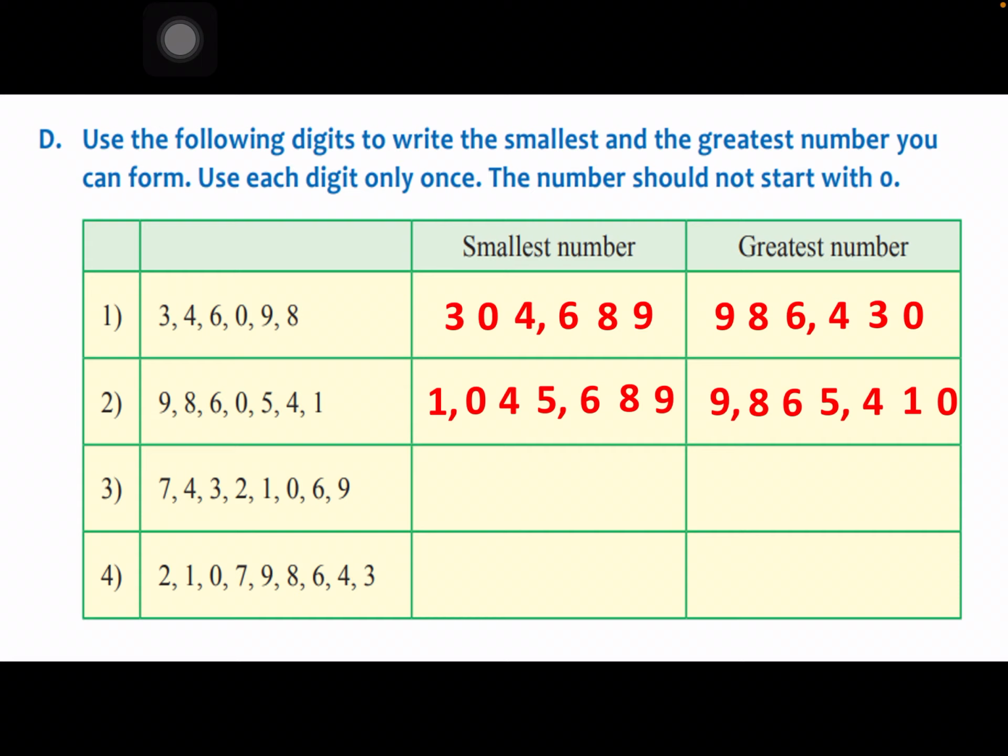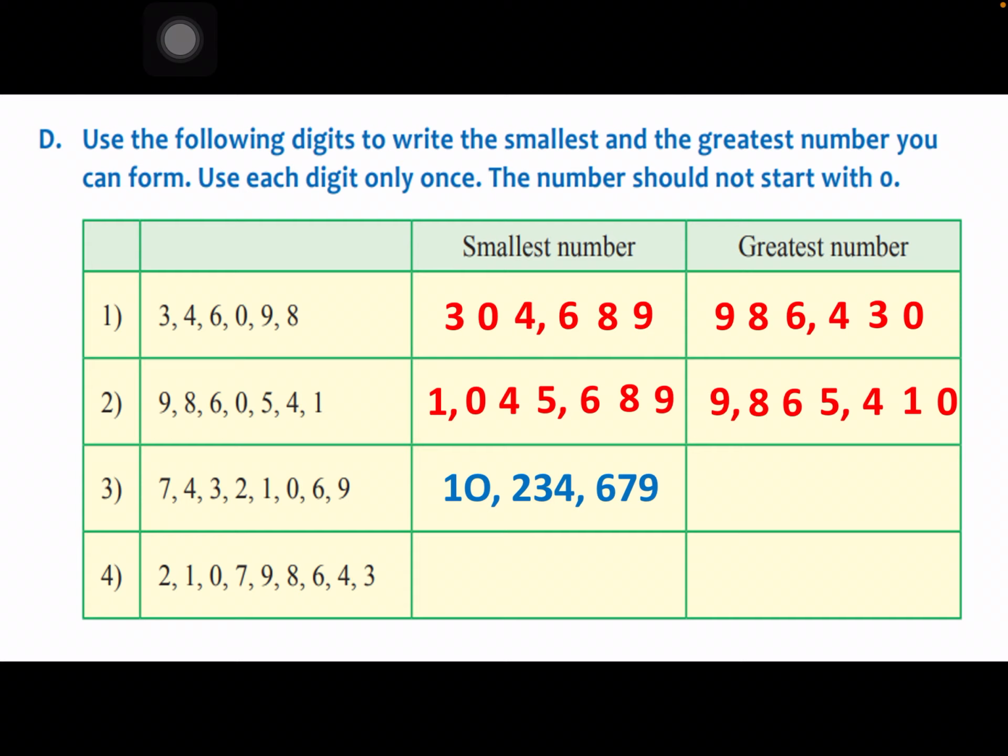Next is number 3. The smallest number here is 0 again, but we cannot start with 0. You write with 1. Next is 0, 2, 3, 4, 6, 7, and 9. What is the answer? The answer is 10,234,679.